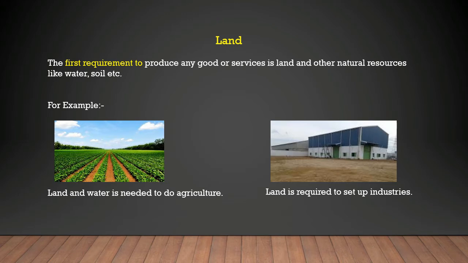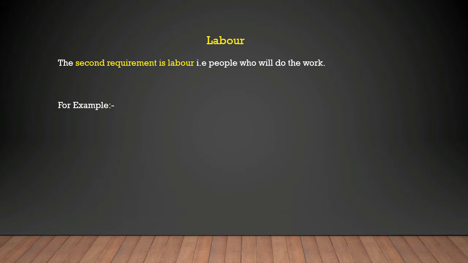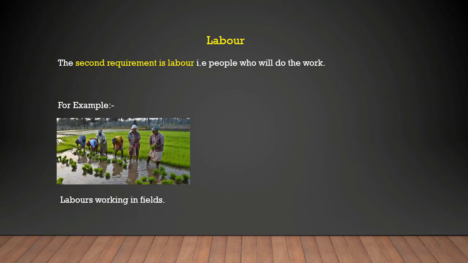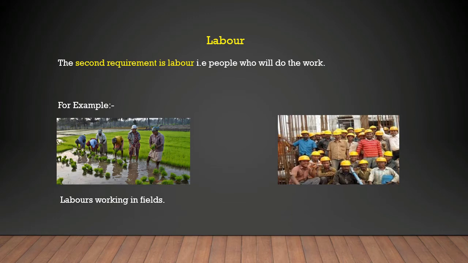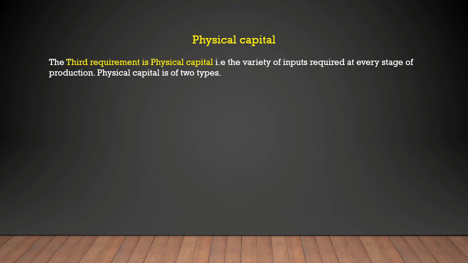The second requirement is labor. Labor, that is the people who will do the work. For example, we have laborers working in the fields. We have laborers working in the factories. These are the people who are involved in the production process. Then third we come to physical capital. Physical capital is basically the variety of inputs or things we require at every stage of production.